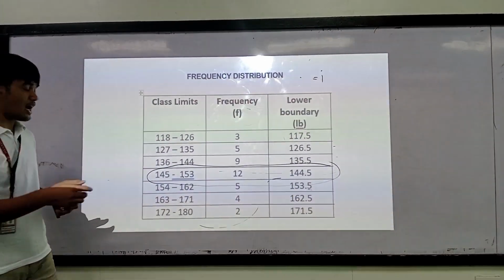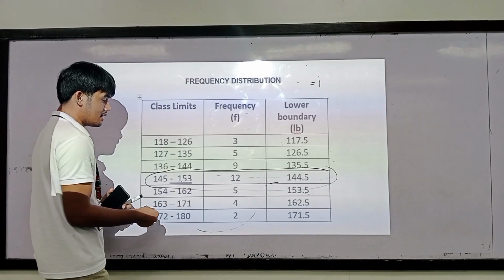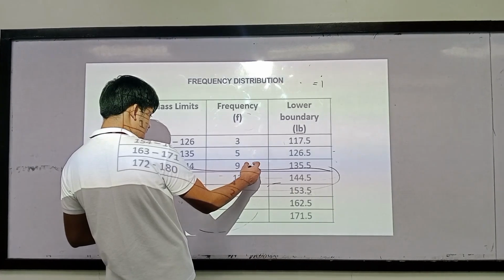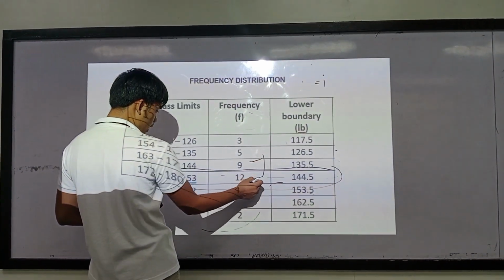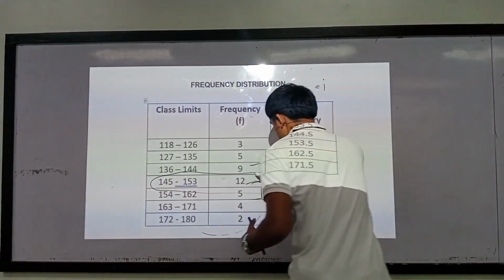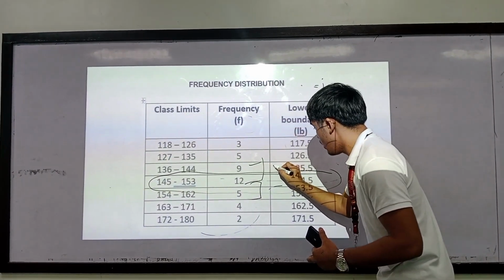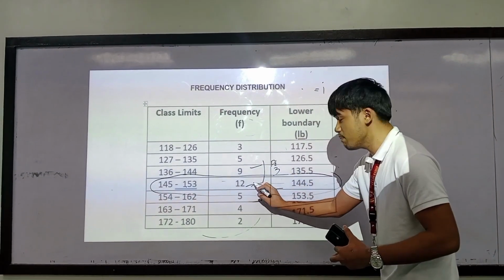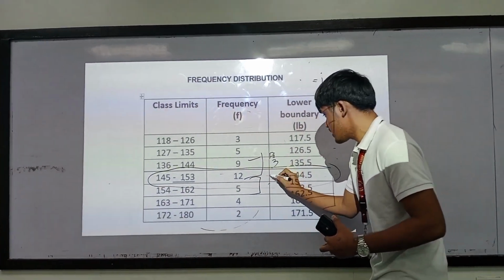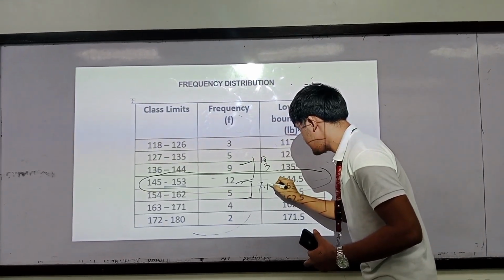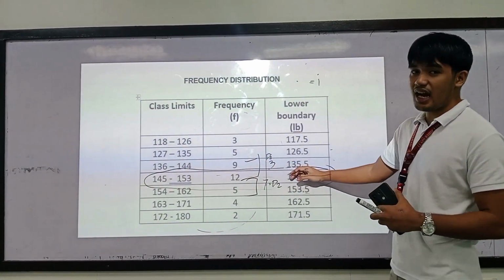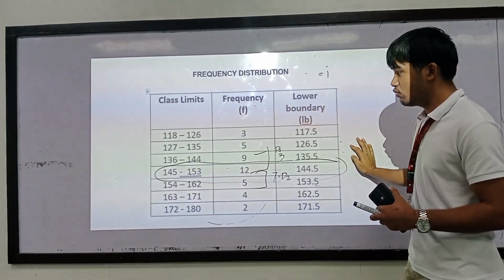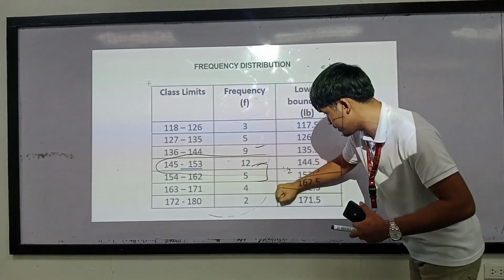So since we already have our mode class, then we can get our D1, which is we simply subtract this 12 to this and 12 to 5. So 12 minus 9, then we can get the value of 3. So this is now our D1. And our D2 is 12 minus 5, it is equal to 7. So this is now our D2. So since we already have the different data that we need in order to substitute in the mode formula, then we can solve it right away.